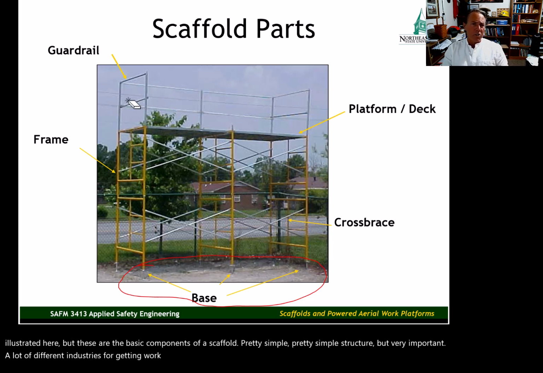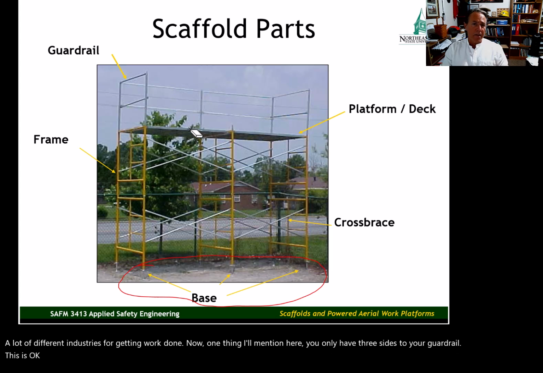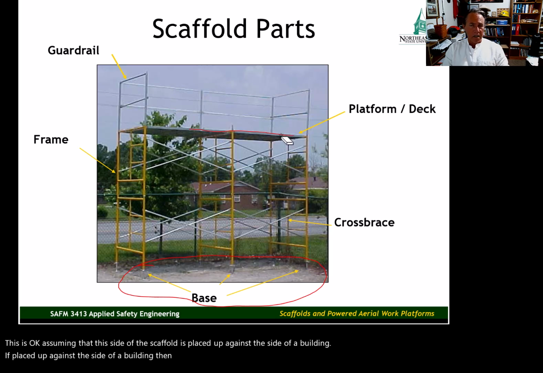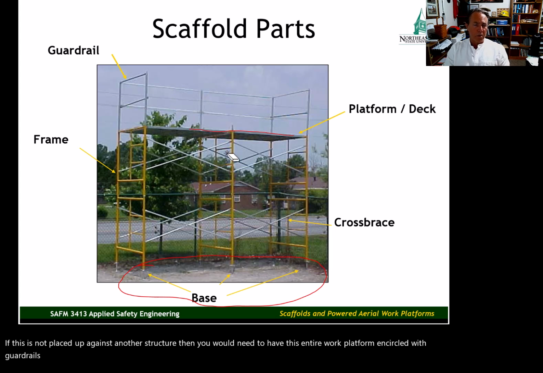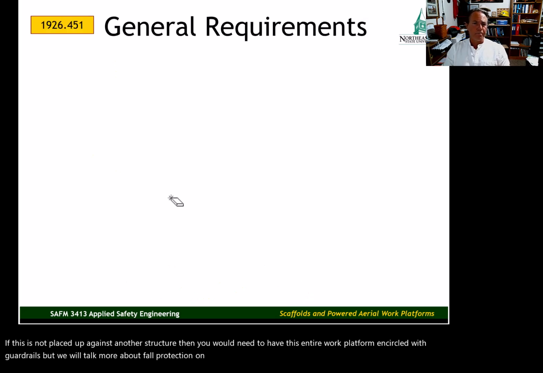Now, one thing I'll mention here, you only have 3 sides to your guardrail. This is okay, assuming that this side of the scaffold is placed up against the side of a building. If placed up against the side of a building, then the building itself provides the 4th guardrail. Now, if this is not placed up against another structure, then you would need to have this entire work platform encircled with guardrails. But we will talk more about fall protection on scaffolding as we move along.